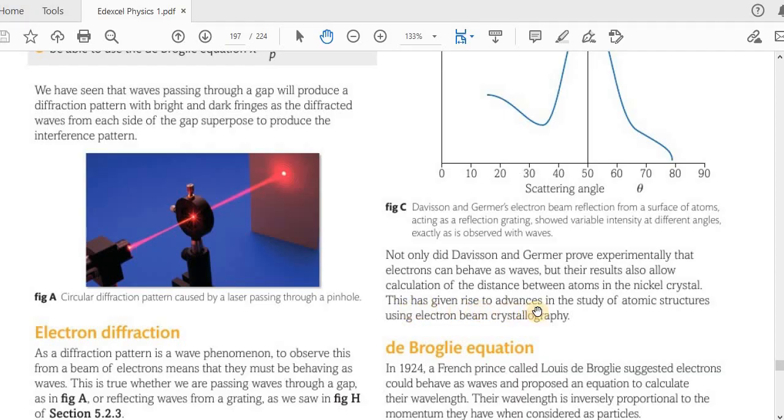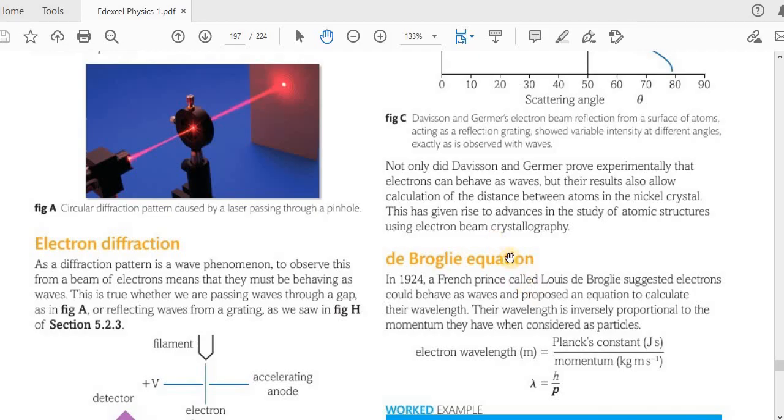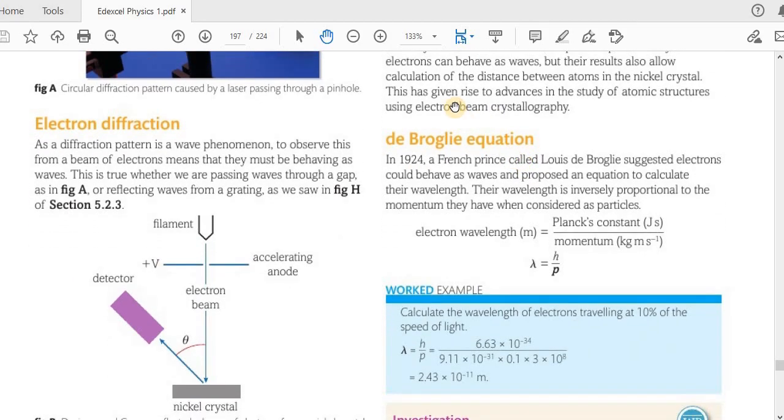This has given rise to advances in the study of atomic structures using electron beam crystallography.